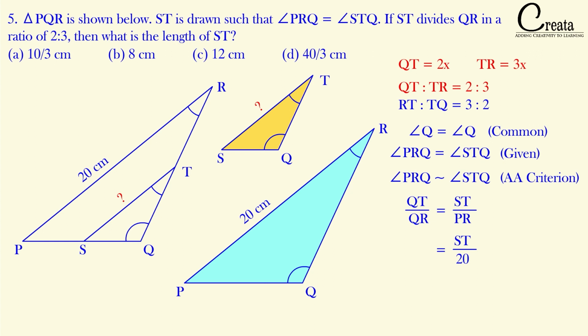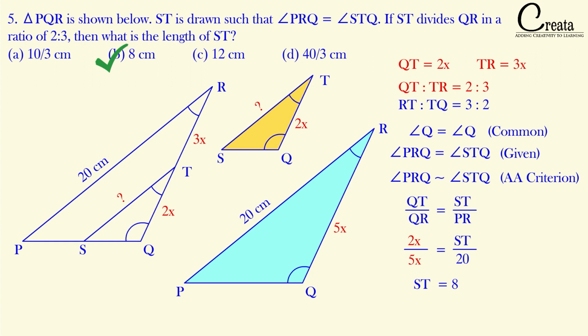So we have taken QT as 2x, that is a multiple of 2, and TR as 3x, that is a multiple of 3. Here QR, this total length, will be equal to 3x plus 2x, which is 5x. So we got QR as equal to 5x. So let's put the value. x and x will cancel out. We got ST as 8 centimeter. That is option B, the answer of this question. Got it? That is the answer.